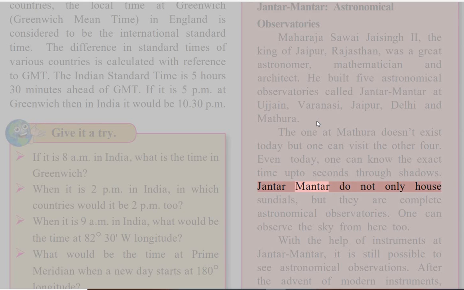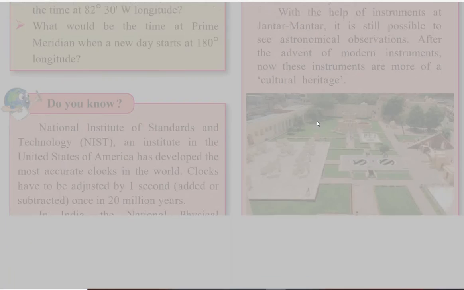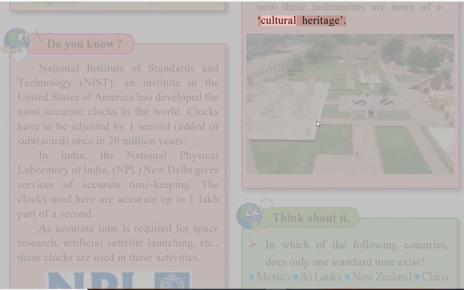Jantar Mantar do not only house sundials, but they are complete astronomical observatories. One can observe the sky from here too. With the help of instruments at Jantar Mantar, it is still possible to see astronomical observations. After the advent of modern instruments, now these instruments are more of a cultural heritage.